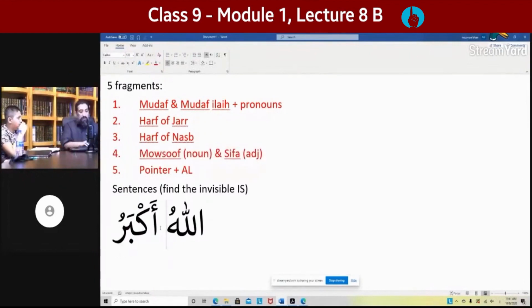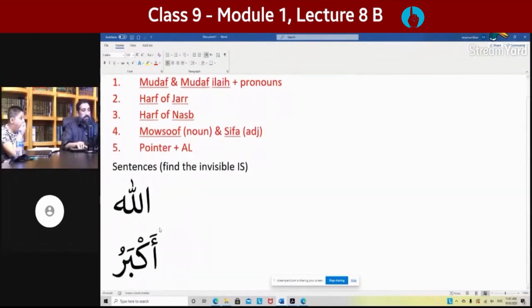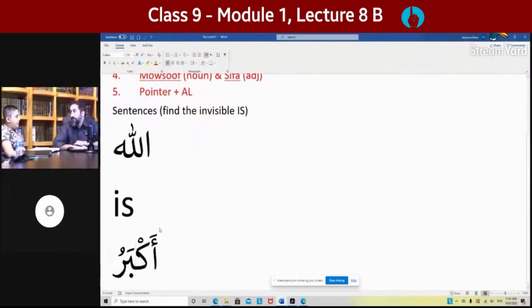When it's none of these five, then there is an is in between them. Allah is. When none of the five are there, what's always there? Is. Allah is greater. Allah is great. The is came because none of the other five things were there. Now watch this.